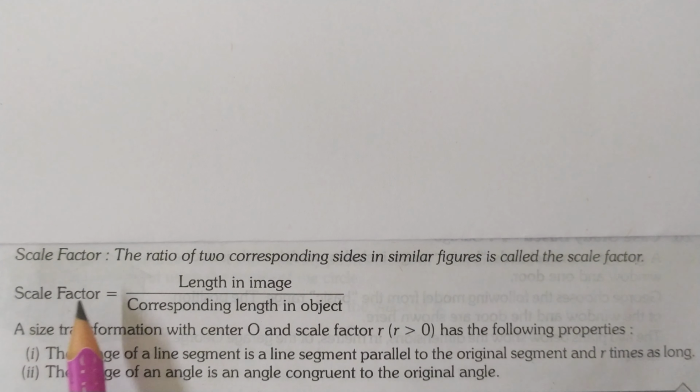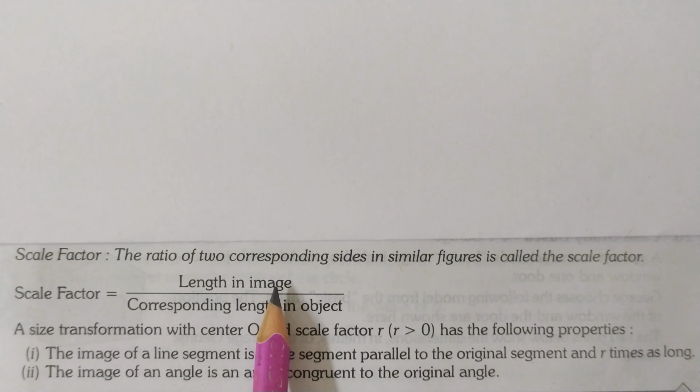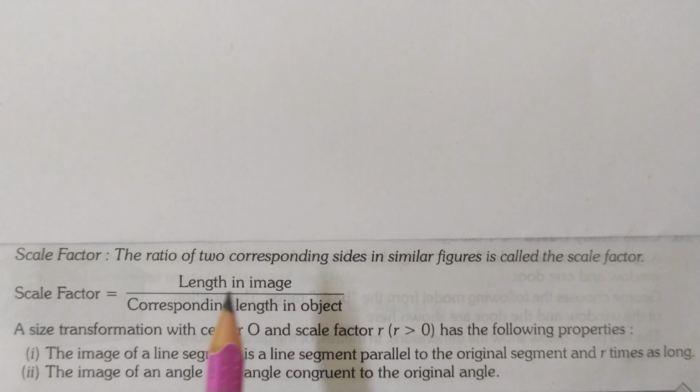So the scale factor is the length in the image over the corresponding length in the object. In the example I gave, if the length in the image was 4 centimeter and the actual length of the plant was 20, then 4 over 20 is 1 by 5. Or if the length is 5 centimeter and the actual length is 20, then it is 1 over 4. This way you can see what the scale factor is: the length in the image over the length of the object.